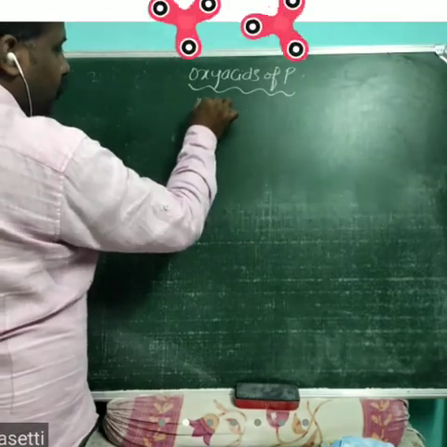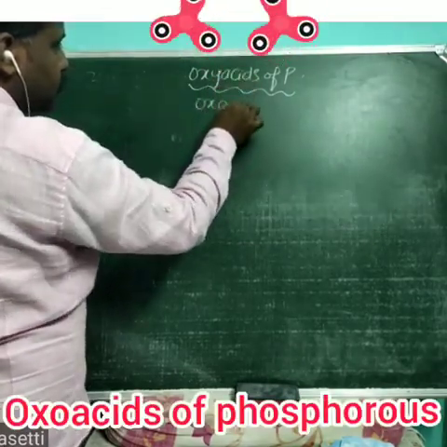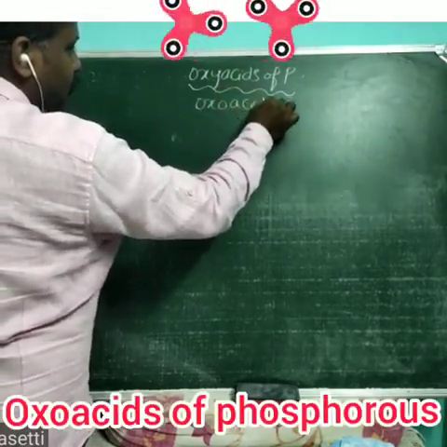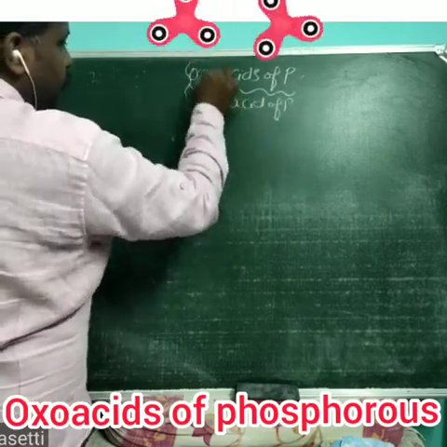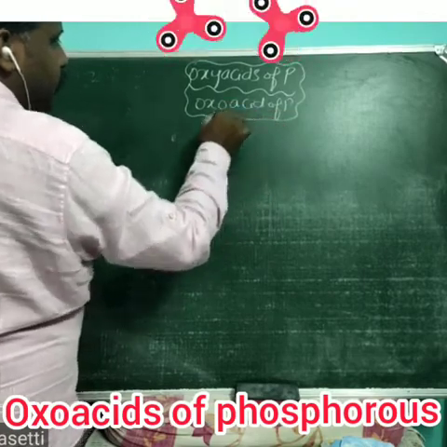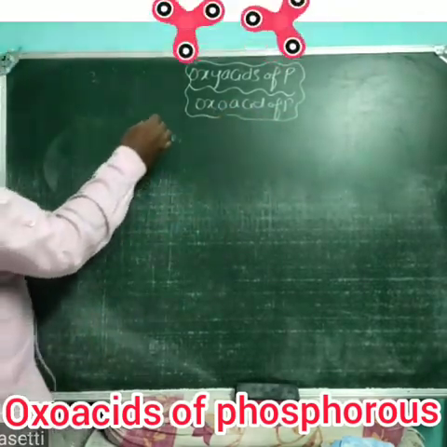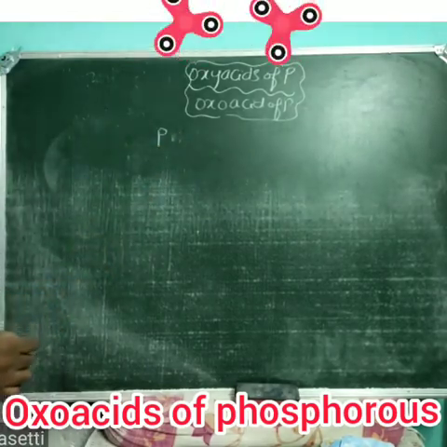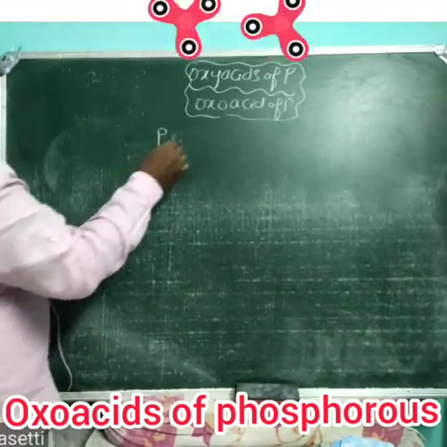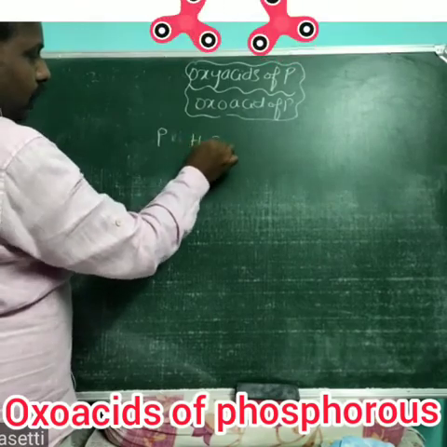Oxoacids, or these are also called oxyacids. Oxoacids or oxyacids. So in these oxo or oxyacids of phosphorus, one of the elements is phosphorus and the remaining elements are hydrogen and oxygen.